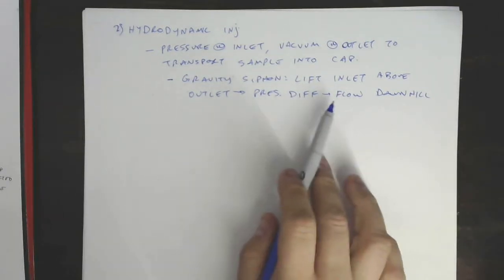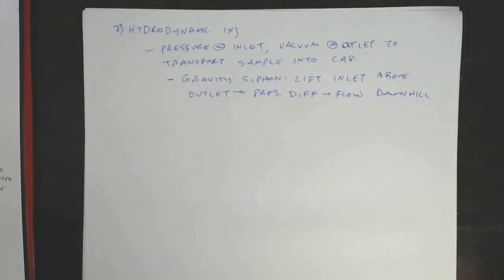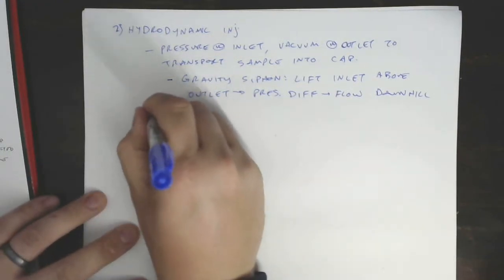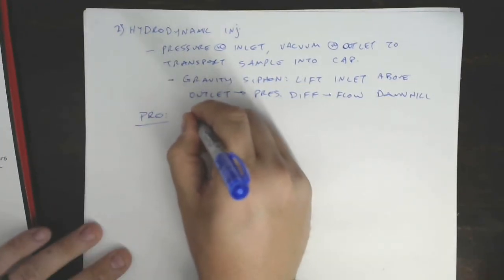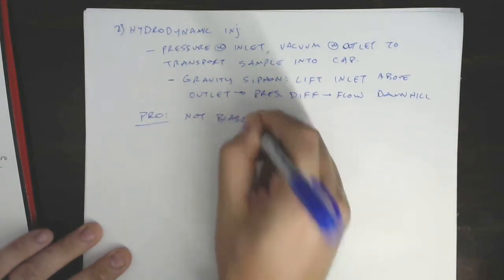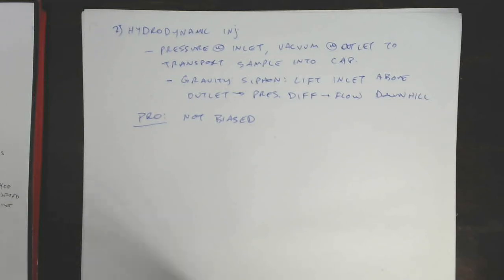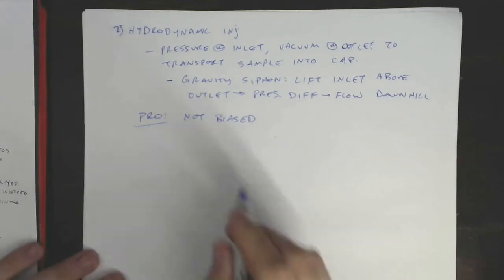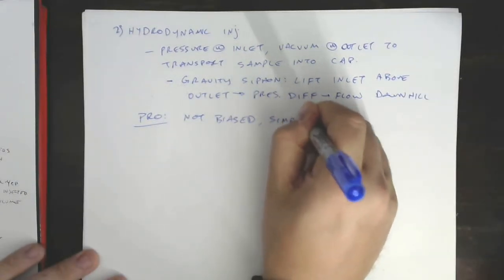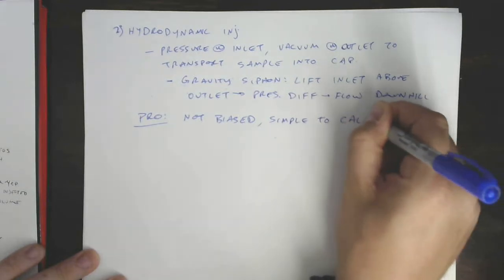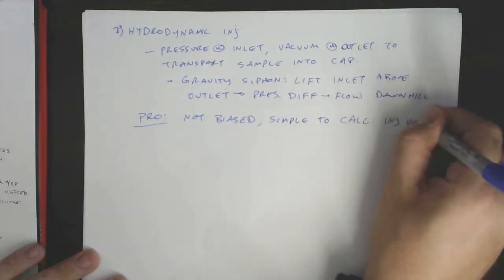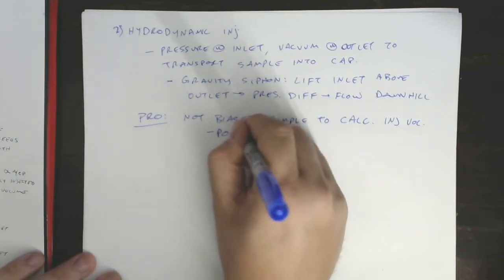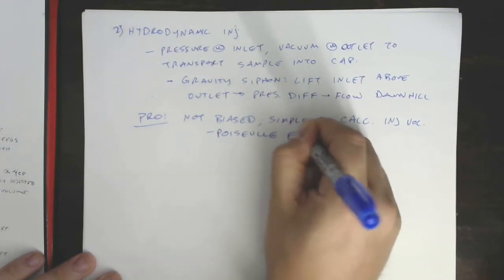Flow rates are generally a lot slower, so those injections last a lot longer than if you can apply high pressure at the inlet. So there's a pro to doing it this way. And obviously that pro is this is not biased. You're going to get sample into the capillary that represents the relative amounts of stuff that is in your initial sample. It's also very simple to calculate injected volume. We would do that with the Poiseuille equation, which I can never spell. There we go. Poiseuille equation, which we learned earlier in the semester.